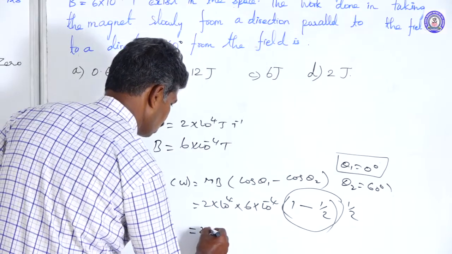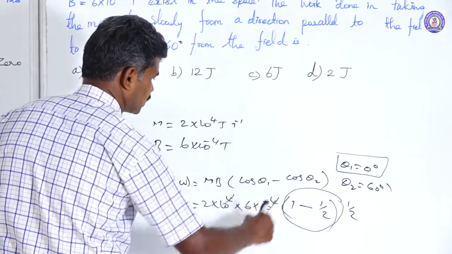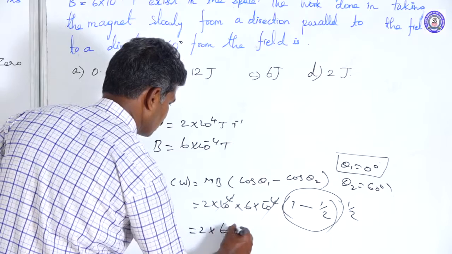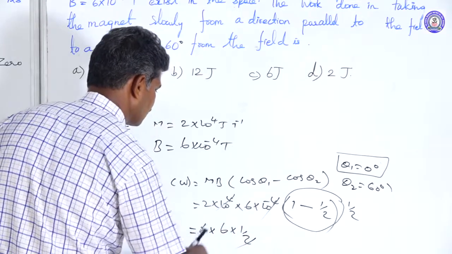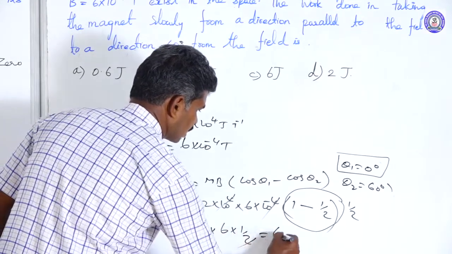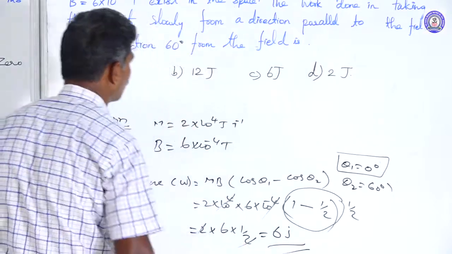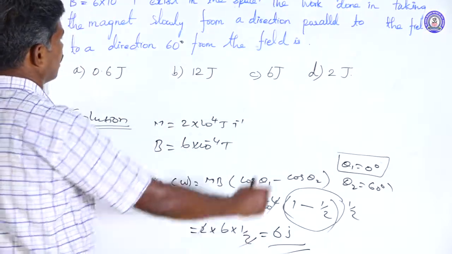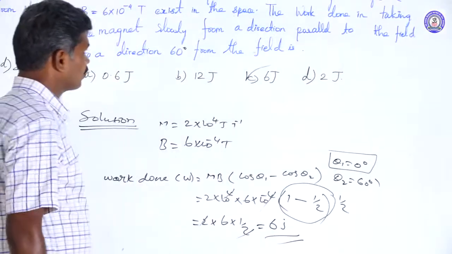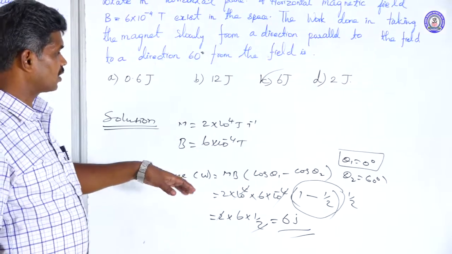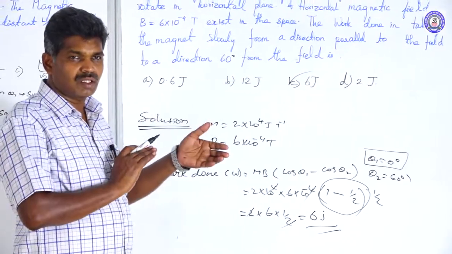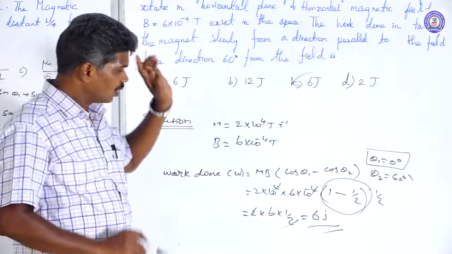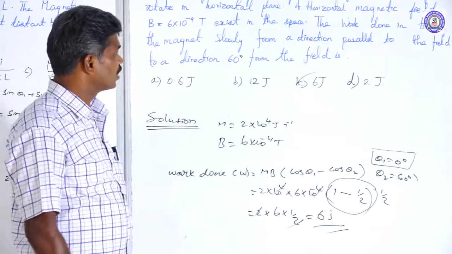So 2 into 10 to the power plus 4 and minus 4 cancel, leaving 2 into 6 into 1 by 2. Cancel 2 under 2, and we will get work done as 6 joule. 6 joule is our answer. The third option is our answer. The work done to rotate a magnet from parallel to the field to 60 degrees is 6 joule. The third option is our answer.